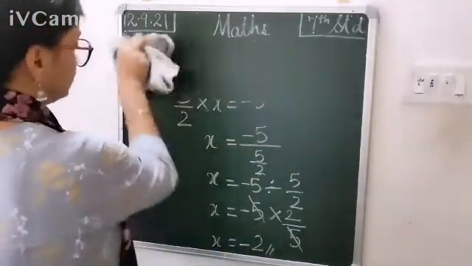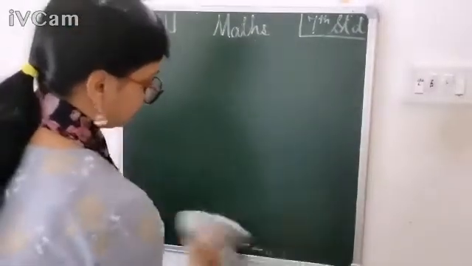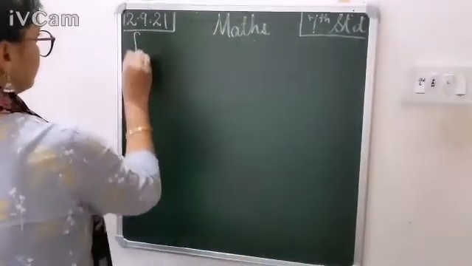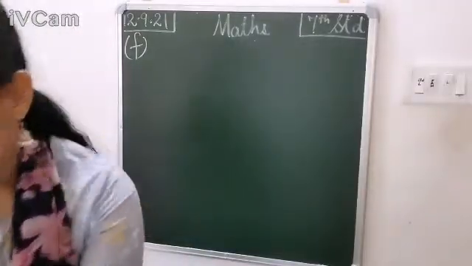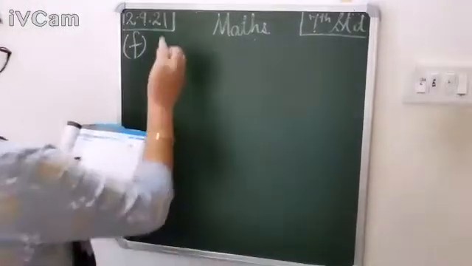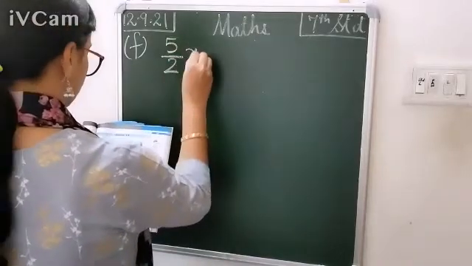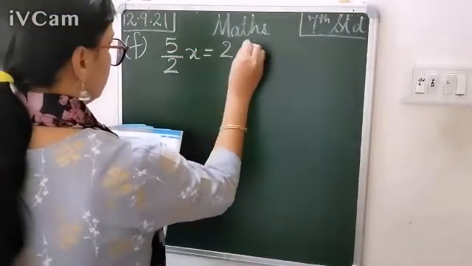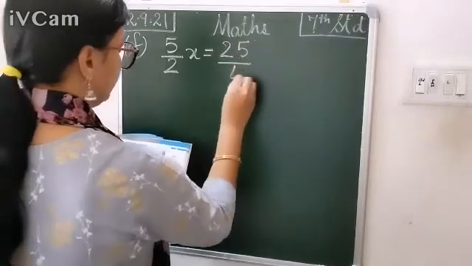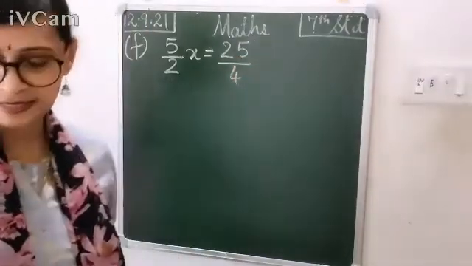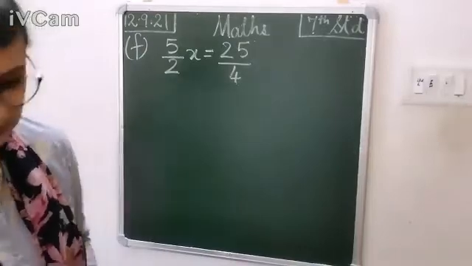Okay, now next we move on to the next sum. Okay, next F, you have 5 by 2x is equal to 25 by 4. Okay, this is the sixth one. This is the sixth sum.